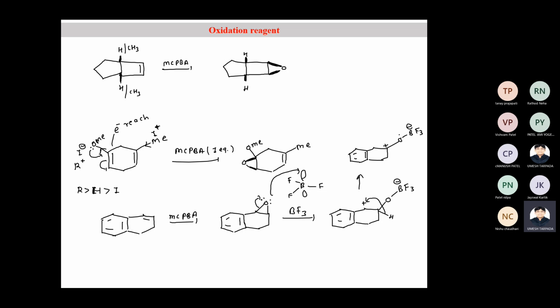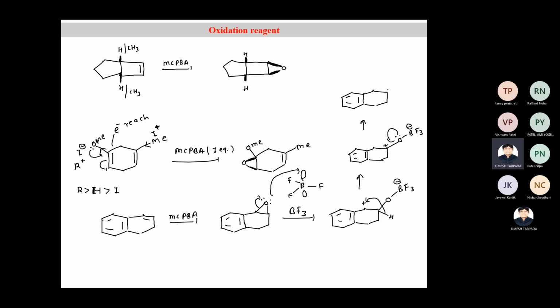Then, using the lone pair of oxygen, this charge gets removed. Finally, BF3 gets removed, so you get a stable product, this ketone. So this is also an application of metachloroperbenzoic acid.